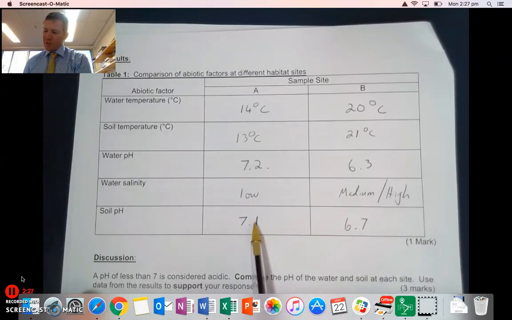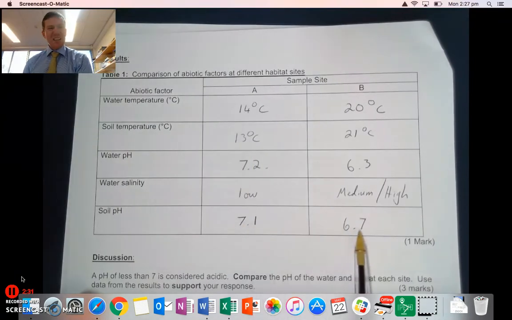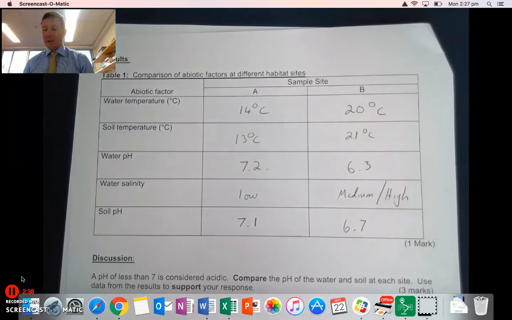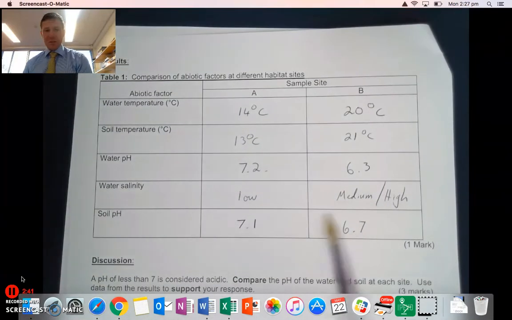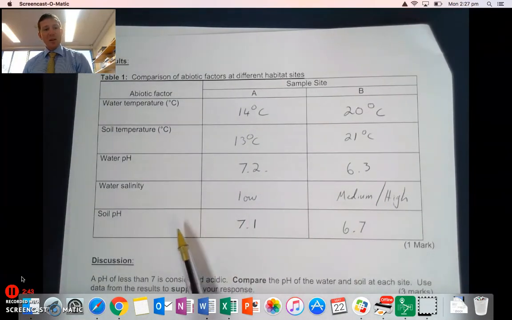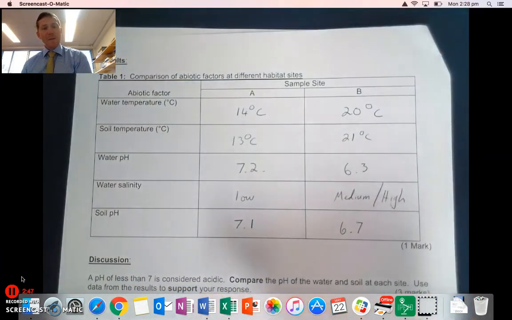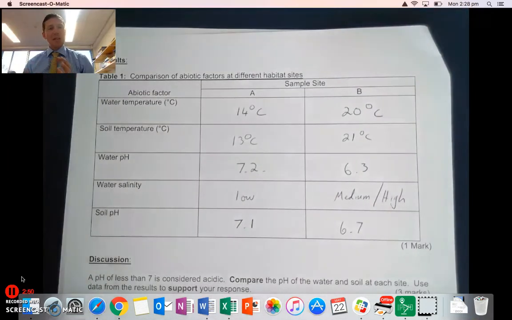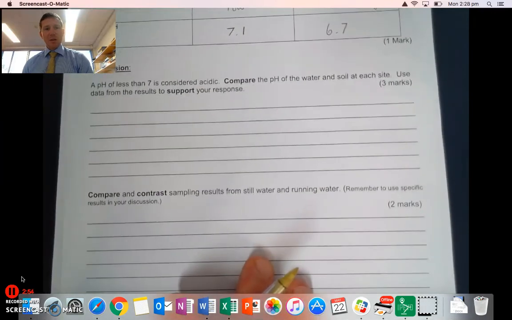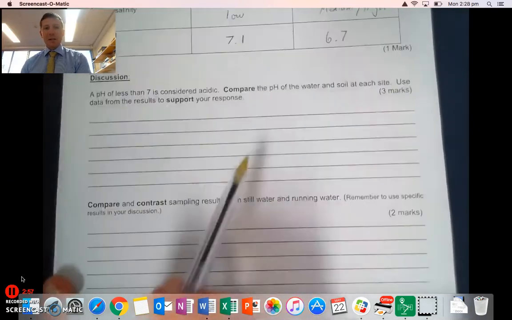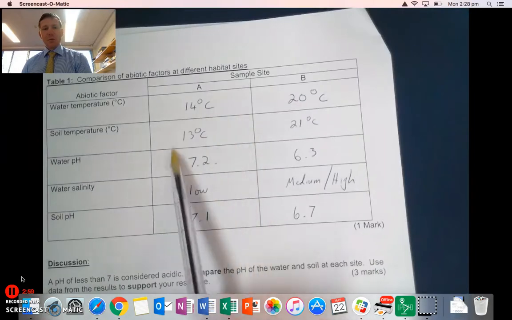7.1 for sample A, so very close to neutral, and 6.7 for B. That's only 0.1 off neutral, and that's only 0.3 off neutral. So they're fairly similar, even though this is slightly acidic and this is slightly basic. Okay, so we've had a quick look at that. Now, I suggest you start to have a look at things and get an idea of your results before you start to look at these discussion questions. Okay, because these relate directly to what you found here.